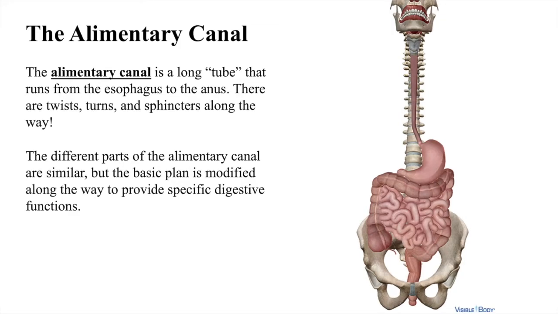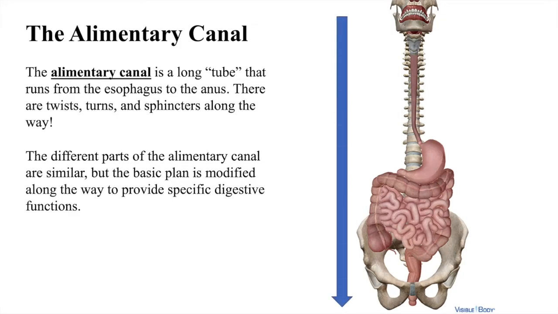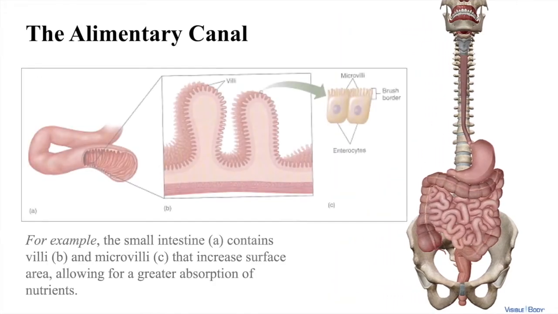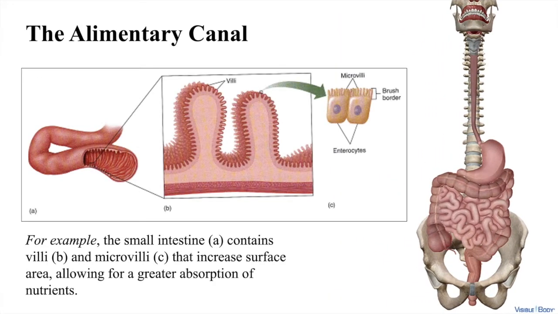The alimentary canal is a long tube that runs from the esophagus to the anus. There are twists, turns, and sphincters along the way. The different parts of the alimentary canal are similar, but the basic plan is modified along the way to provide specific digestive functions. For example, the small intestine contains villi and microvilli that increase surface area, allowing for a greater absorption of nutrients.